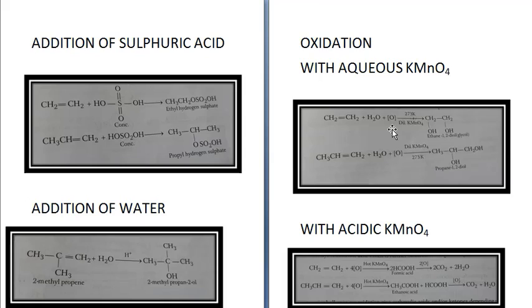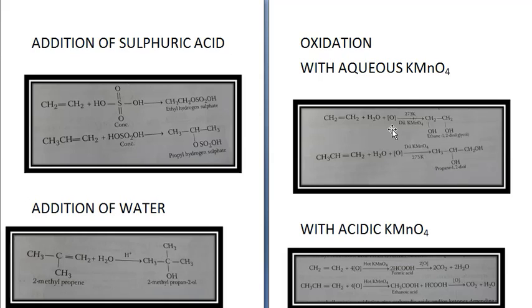Same way, propene, CH3CH=CH2 plus H2O plus nascent oxygen in the presence of dilute KMnO4 at 273 Kelvin gives you CH3CHOHCH2OH, propane-1,2-diol. So this is the oxidation reaction in the presence of aqueous, cold and dilute KMnO4.